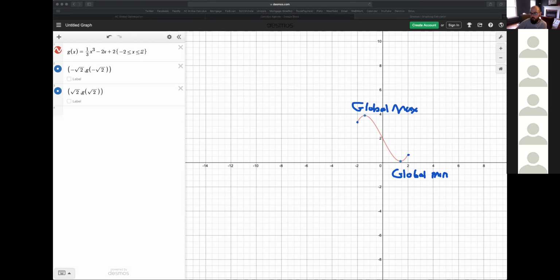And if we change this again, if we consider the interval -2 to 1, it changes yet again. So now we can see that this point is still remaining our global max, but our global min has now shifted over here to our endpoint, which is 1. So as I'm changing my domain, depending on what interval I want to restrict to, you can see that the global max or the global mins can all be shifted around.